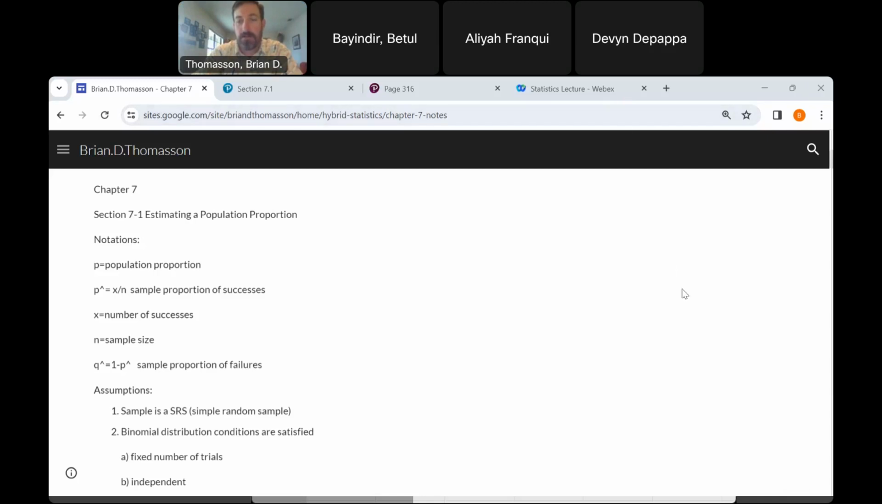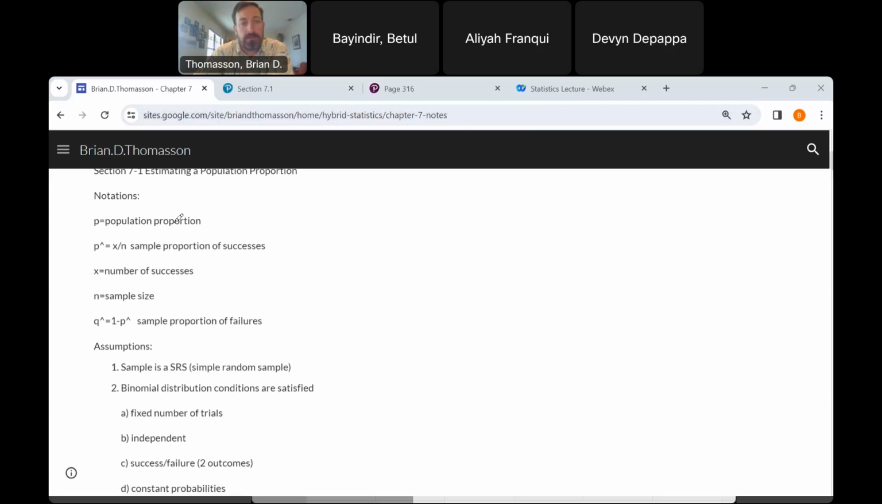All right. So what we're going to do now is look at chapter 7, and we're going to start putting some of this stuff together and hopefully make some sense out of it. There are only 2 sections here in chapter 7. The first one is about estimating a population proportion. Let's talk about the notations and the assumptions, and then we'll see what we're actually trying to do here.